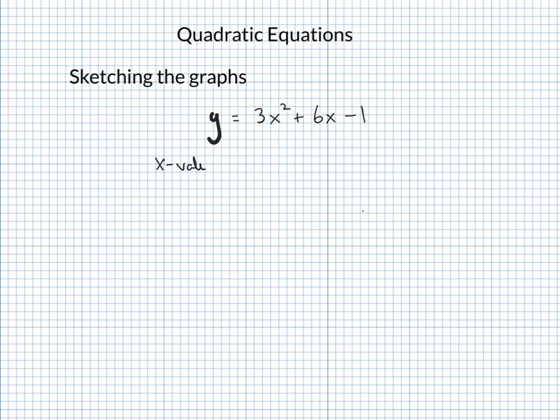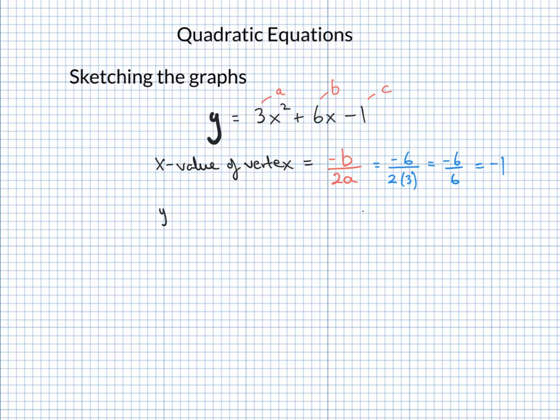The vertex is the top or the bottom point of the parabola. The x value of the vertex is given by a formula which we can use every time, and that formula is negative b over 2a. The a value is always the number in front of x squared. The b value is the number in front of x. This is the c value, but we don't actually need it anyway. So in this case, negative b will be negative 6, because the 6 is positive, over 2 times 3. And negative 6 over 6 gives us negative 1.